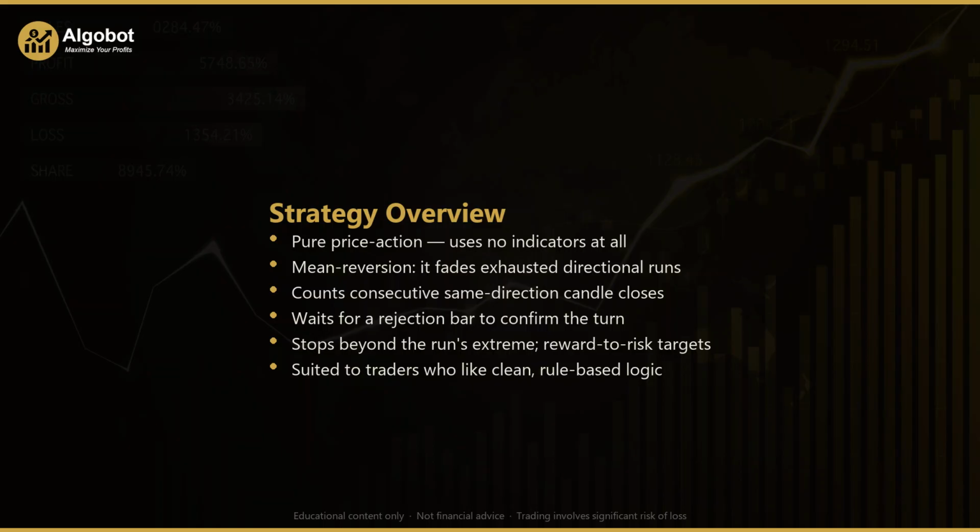price tends to reverse. What makes this strategy unusual is that it uses no indicators whatsoever. There are no moving averages, no relative strength index, no stochastic, no volume, nothing but the open, high, low, and close of each candle. Everything you see it do is derived from raw price geometry. That makes it transparent and easy to reason about, which is exactly why it's a great strategy to study.